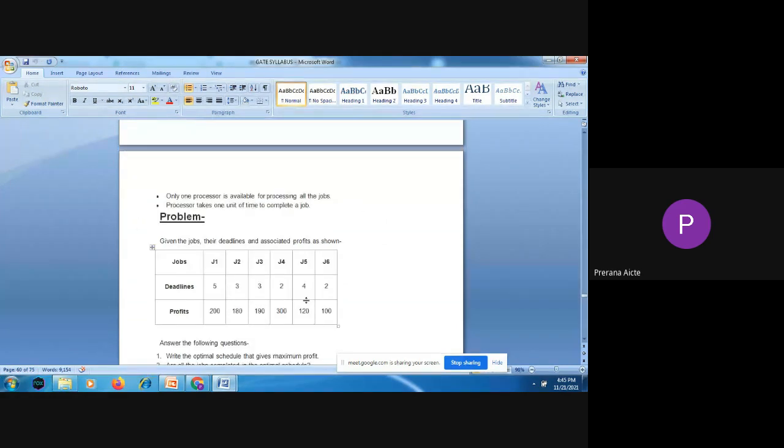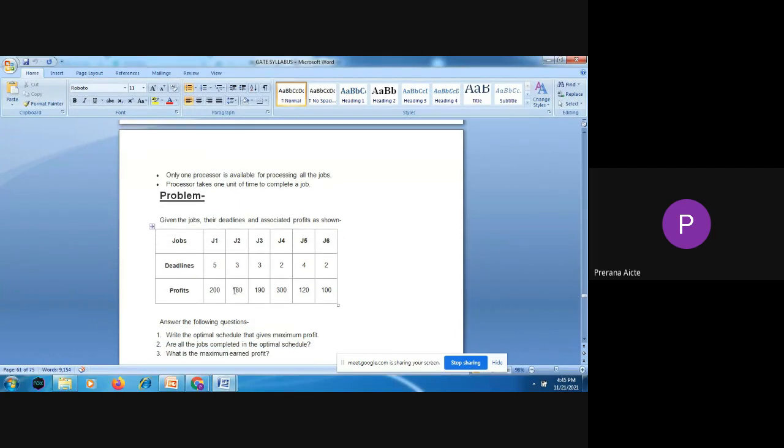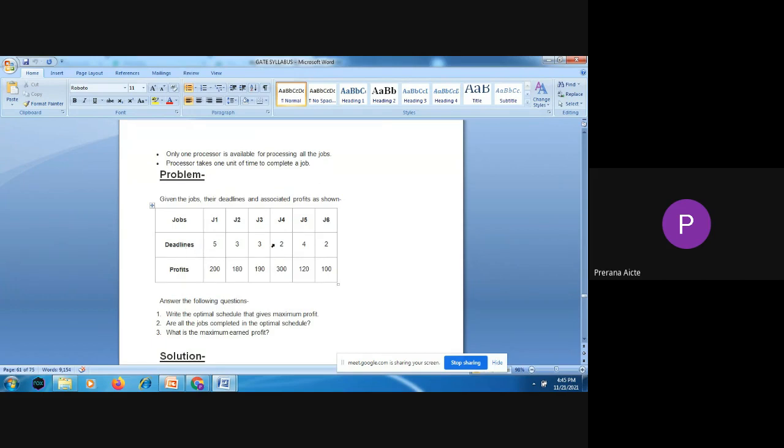In order to solve this problem, find the maximum deadline among all jobs. Based on that, that many jobs you can include in the solution. Here the maximum deadline is 5, so you can include 5 jobs. Depending on the time, job 1 can wait up to 5 minutes, if the unit of time is minutes, whereas job 2 can wait up to 3 minutes, job 3 3 minutes, job 4 2 minutes, like that.